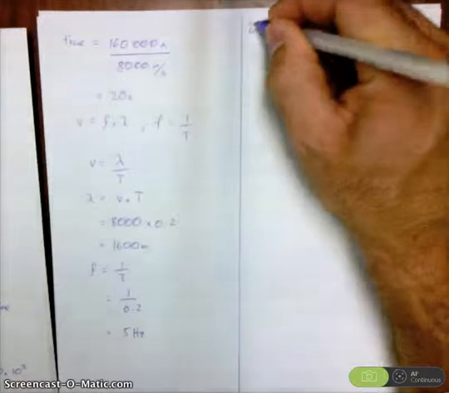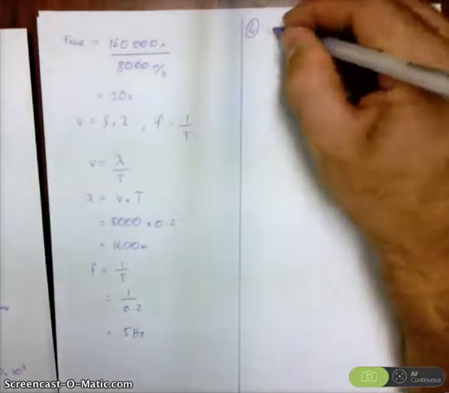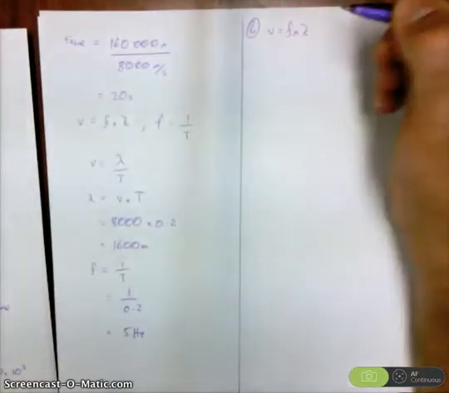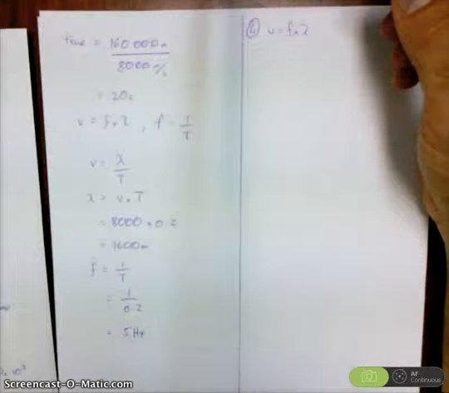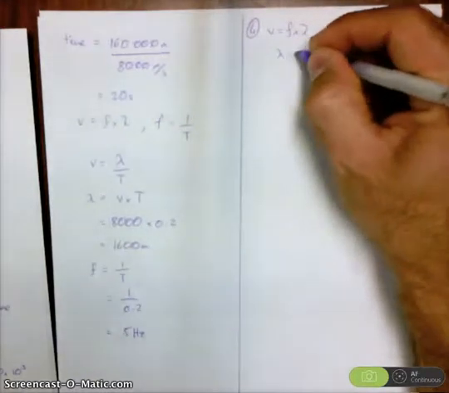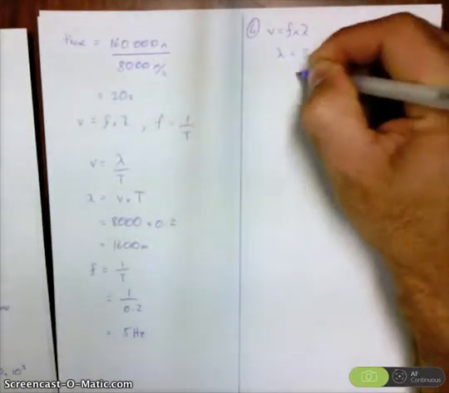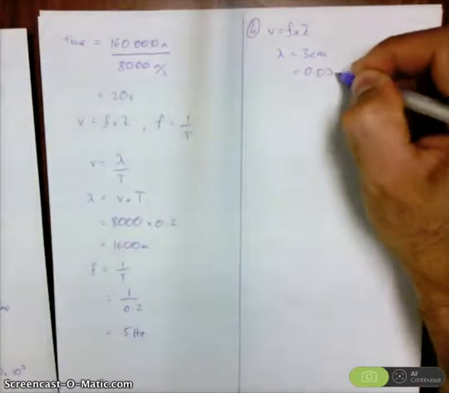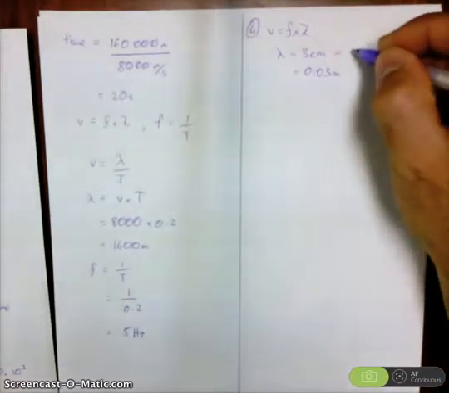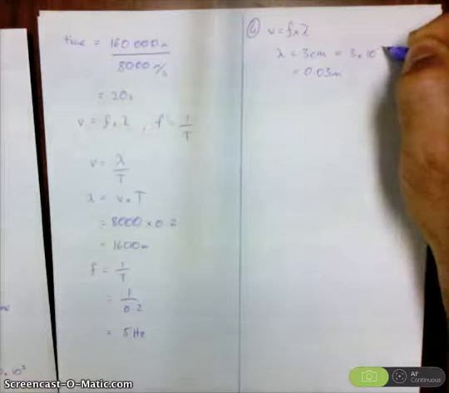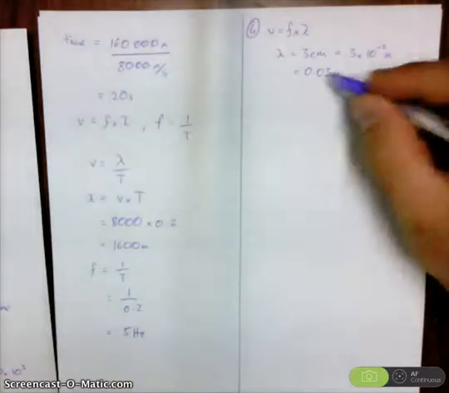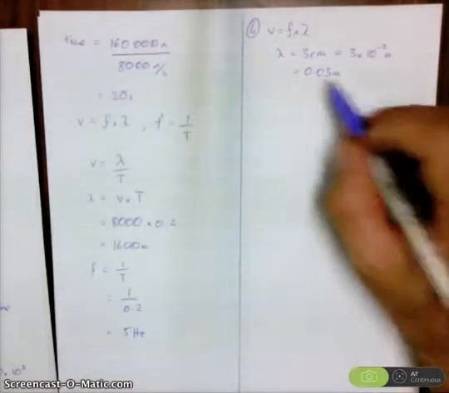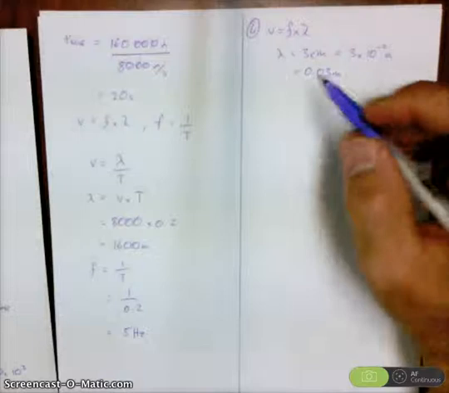Okay, so let's move on now to question number 4. Velocity equals frequency times wavelength. What is the frequency of microwave radiation with a wavelength equal to 3 centimeters? So we must convert that to meters. So that's 0.03 meters. You could have written 3 times 10 to the negative 2 meters, and that's equivalent to that. But I'll just put it in meters like in this notation.